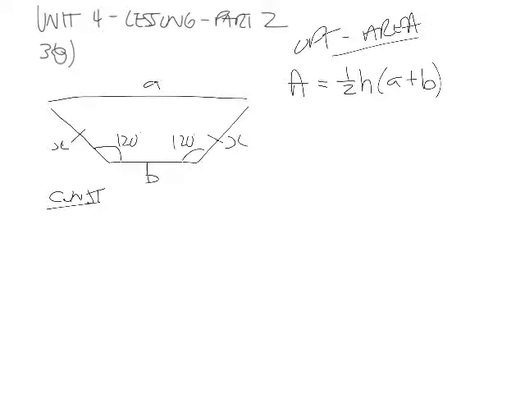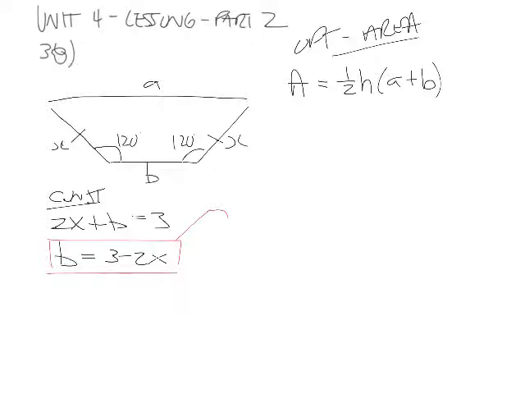So we're looking for h, a, and b. Let's start with length b. First of all, the total length, if we add up 2x plus b, we know that we are dealing with a piece of tin that's a total of 3 units wide. So that means that b is going to be 3 minus 2x. There is my first constraint equation.